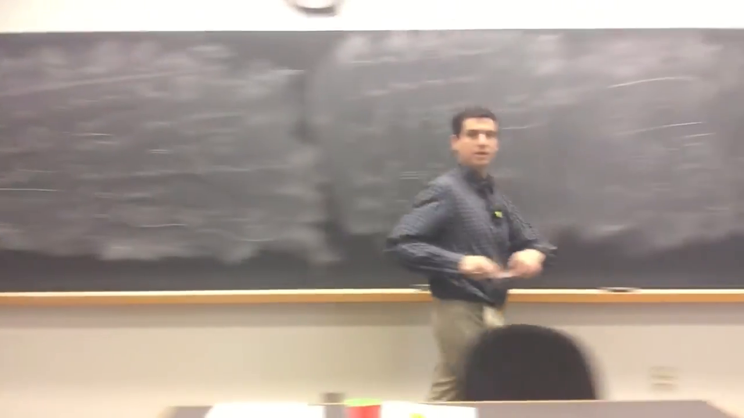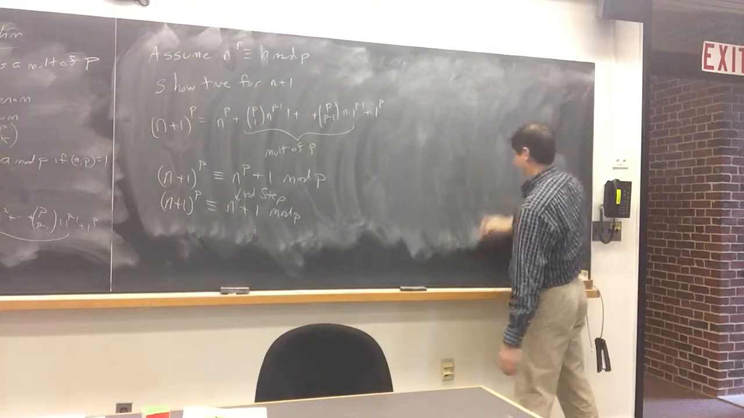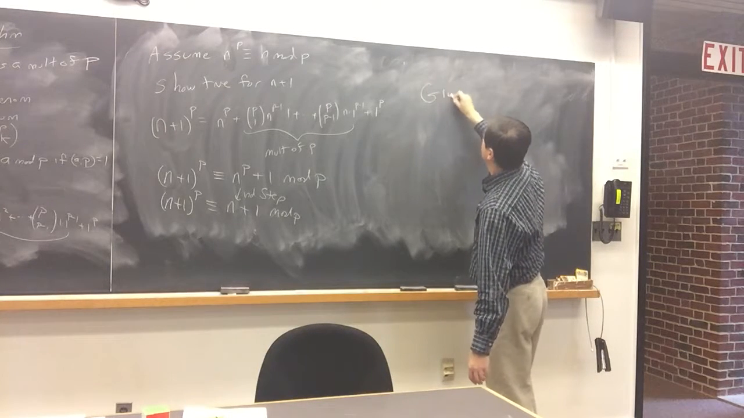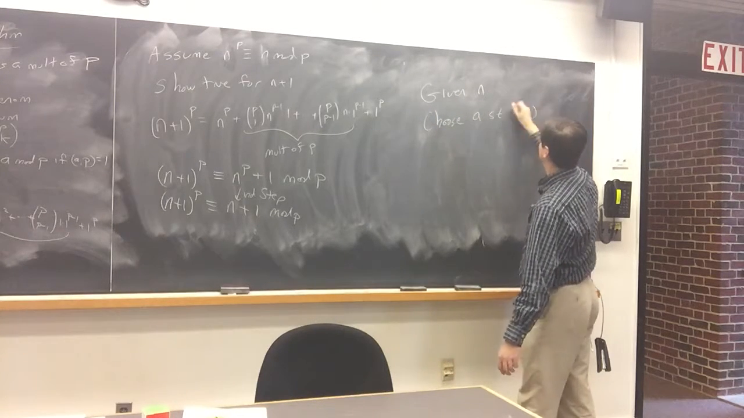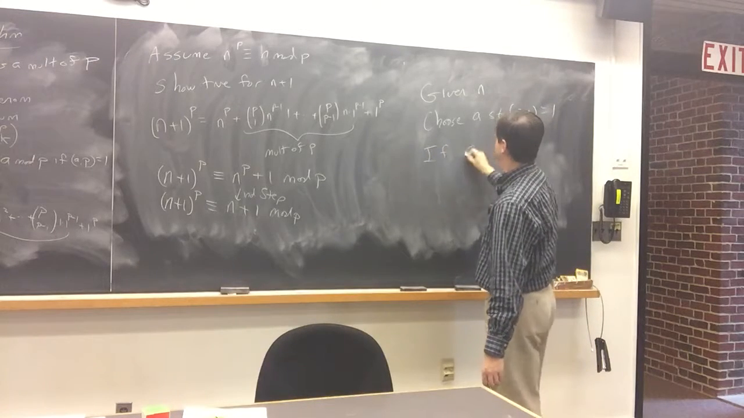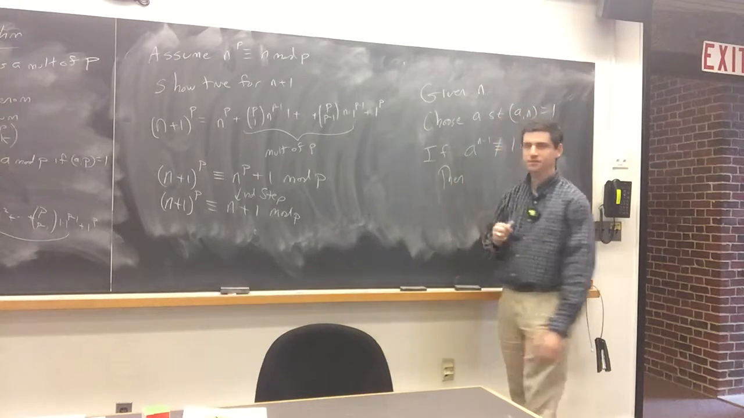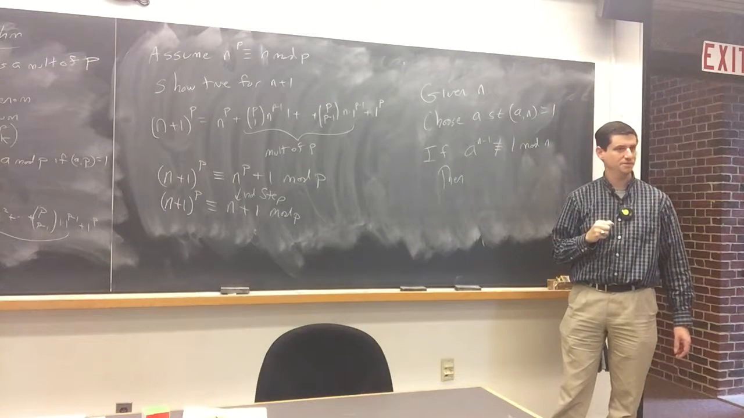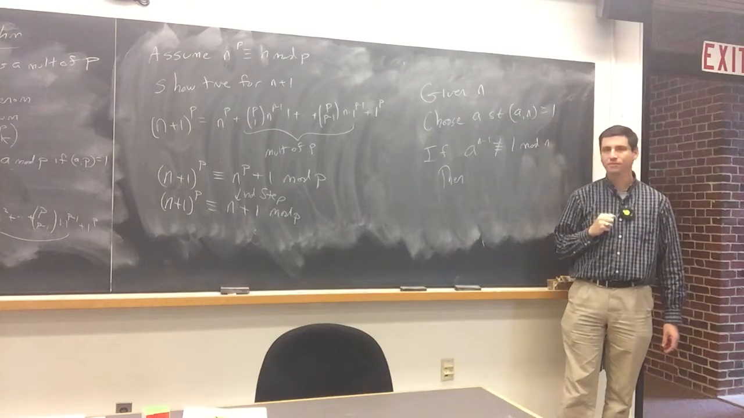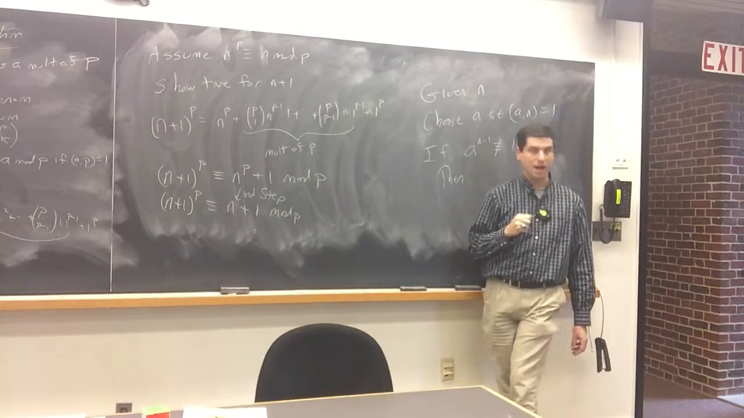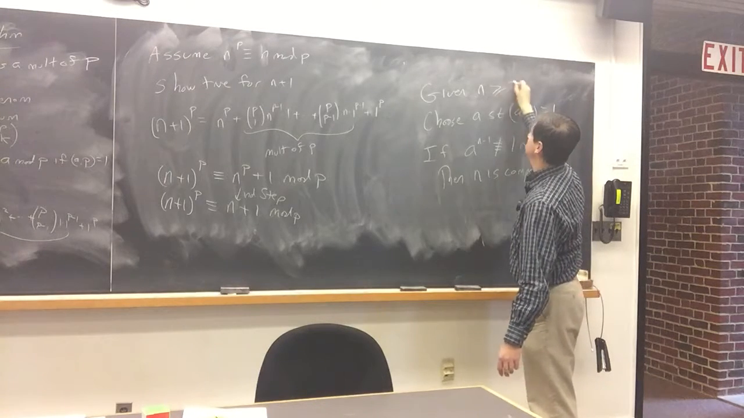So we've got about a minute left. That's more than enough time. Given n, choose a such that a is relatively prime to n. If a to the n minus 1 is not congruent to 1 mod n, then what must be the case? N is not prime. N is composite. I'll assume n is at least 2.